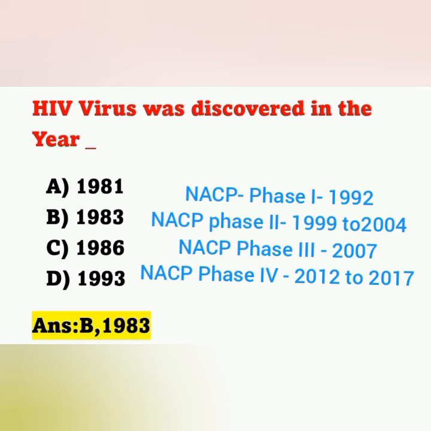National AIDS Control Program, NACP means National AIDS Control Program. Phase 1 started in the year 1992, and Phase 2 started in the year 1991 to 1994. Phase 2 period is 1991 to 2004, Phase 3 2007, and Phase 4 the period is 2012 to 2017. These are some important points regarding National AIDS Control Program years.